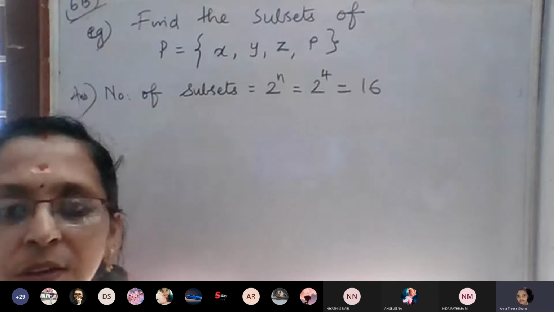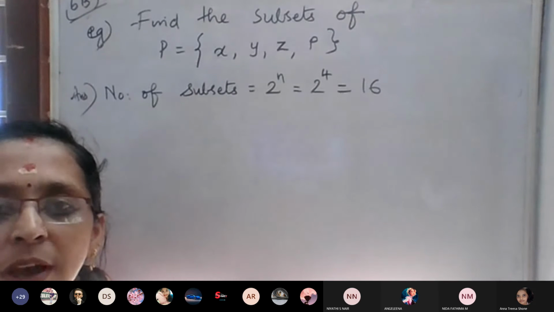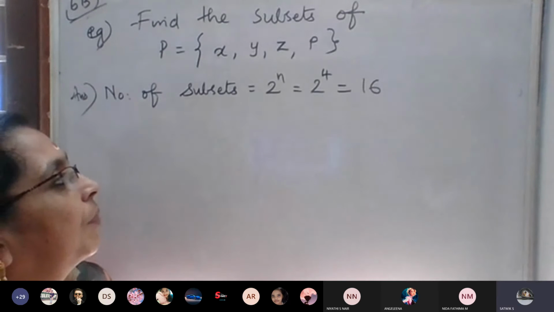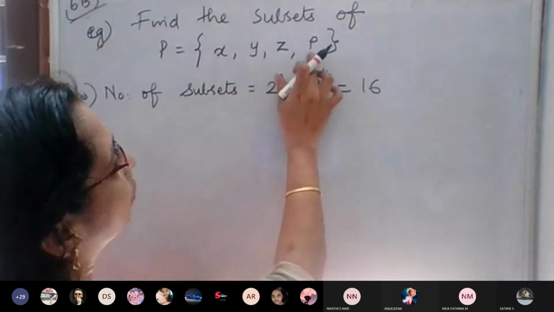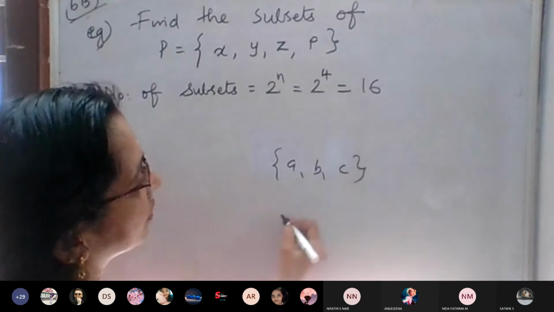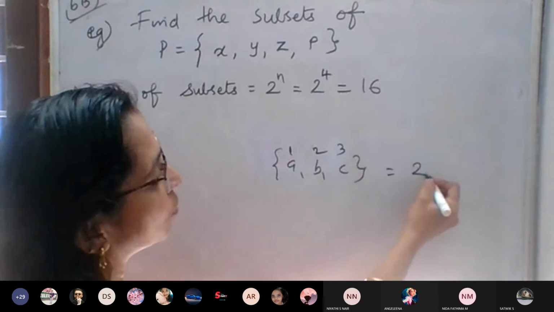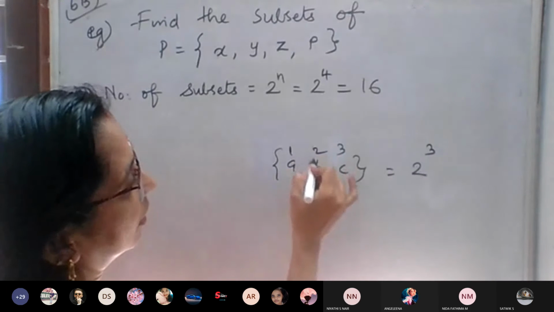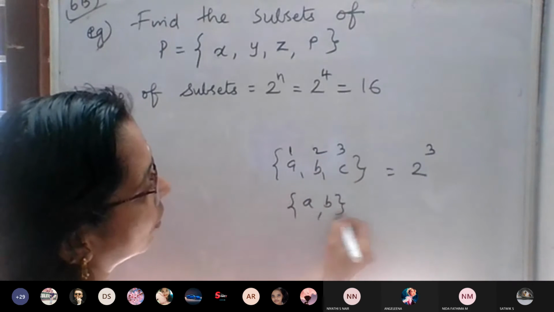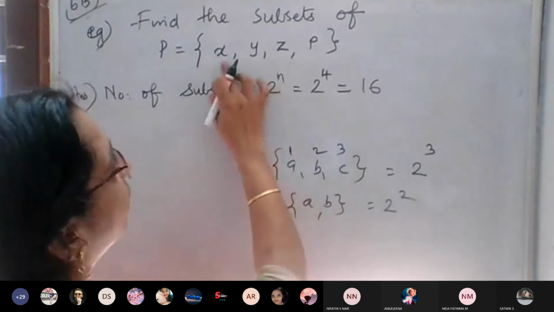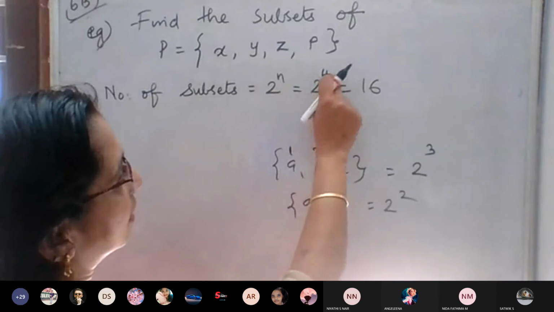Any doubt, please raise your hands. Ma'am, 2 raised to 4 is equal to 16. That came because in the set there are 4 numbers, that is 1, 2, 3, 4. Suppose the set is A, B, C, how many numbers? 1, 2, 3. So we can write it as 2 raised to 3. If A, B only, we will write 2 raised to 2, 2 numbers. Understood? 1, 2, 3, 4 numbers are there.